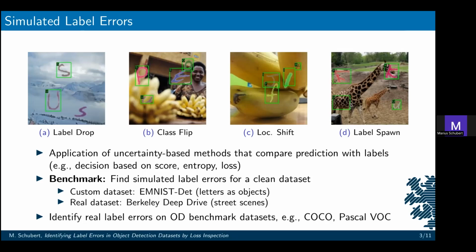And with our benchmark, we try to detect all 4 different types of label errors. For the benchmark, we only look at simulated label errors, but in the end, we also want to count real label errors on commonly used test datasets in object detection, such as COCO, Pascal VOC, or KITTI.